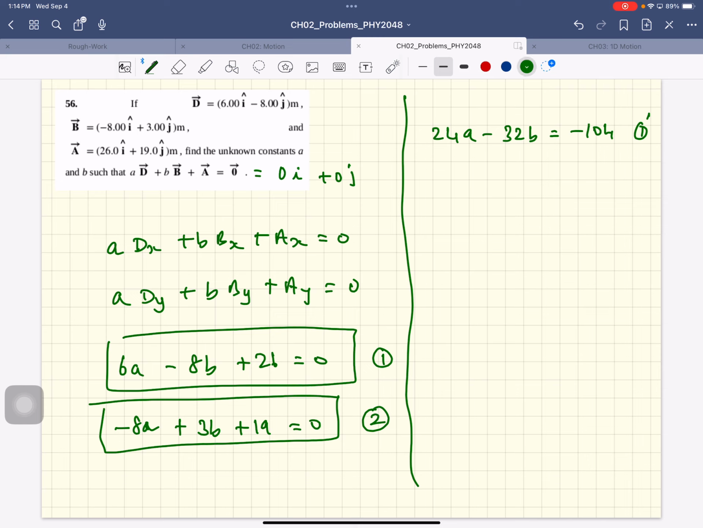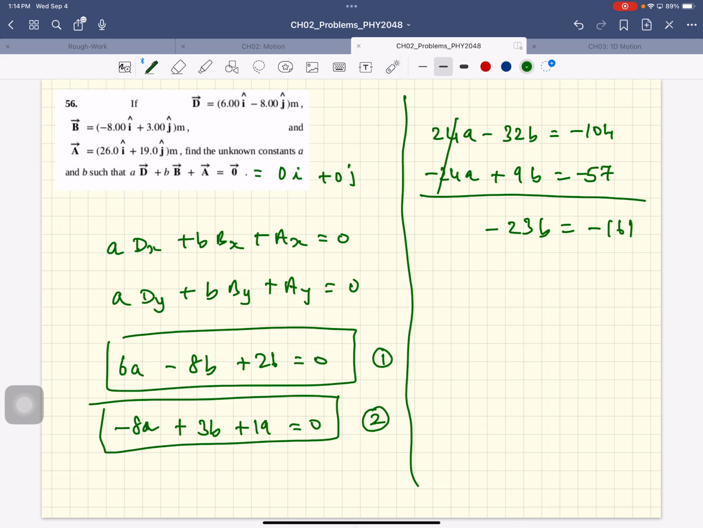Multiply this by 3, that is minus 24a plus 9b, and that is 57. That is equation 2 prime. All right, I don't want to mess it up. Okay. Add the two equations and you get minus 23b equal to minus 161.